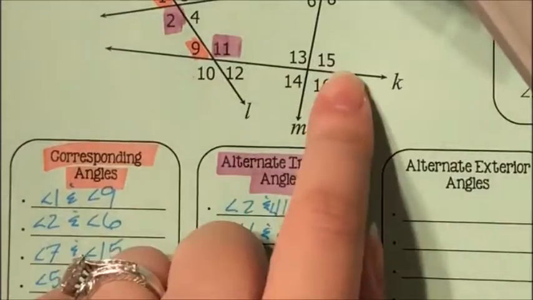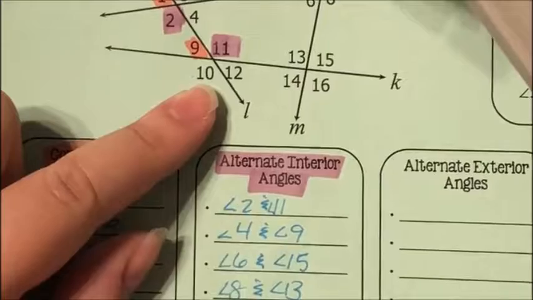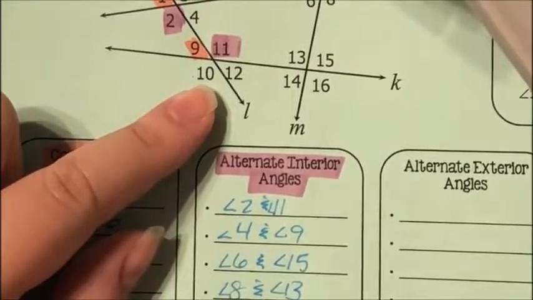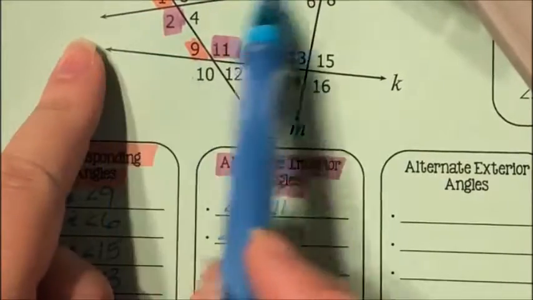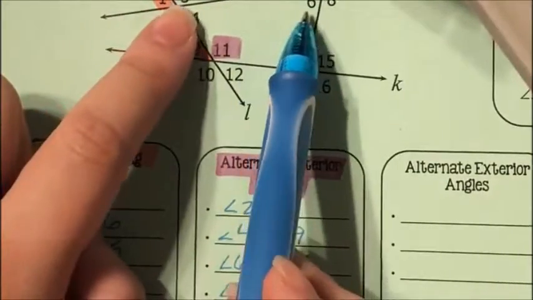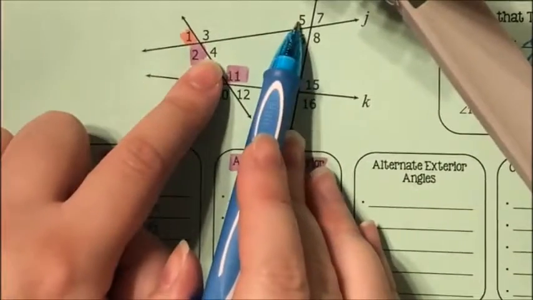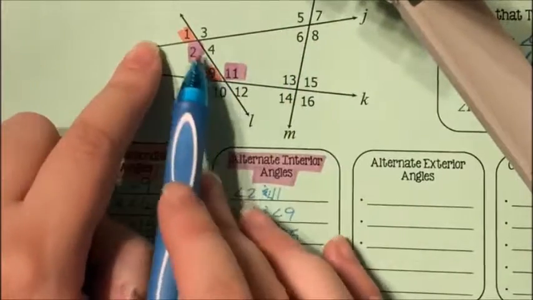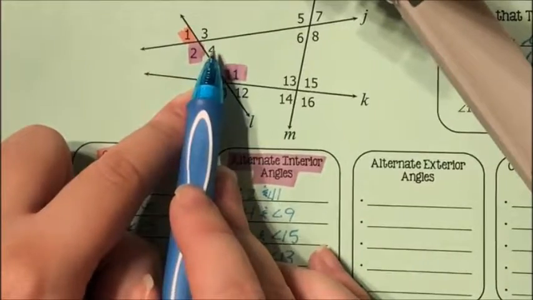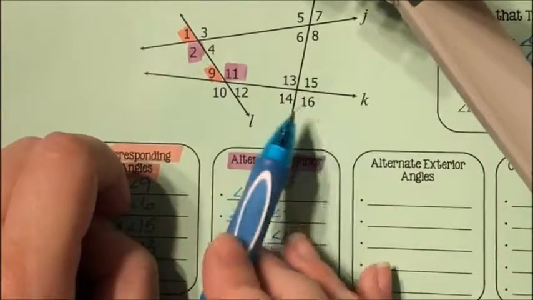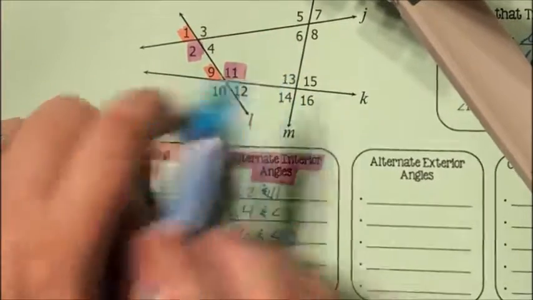If K is my transversal line, alternate interior angles could be 13 and 12, or 12 and 13, 11 and 14, okay? If I'm looking at J as my transversal, I could use 3 and 6 or 5 and 4. That's if J is my transversal, okay? So if L is my transversal, 2 and 11 or 4 and 9 would be my alternate interior angles. If M is my transversal, 6 and 15 or 8 and 13, okay?